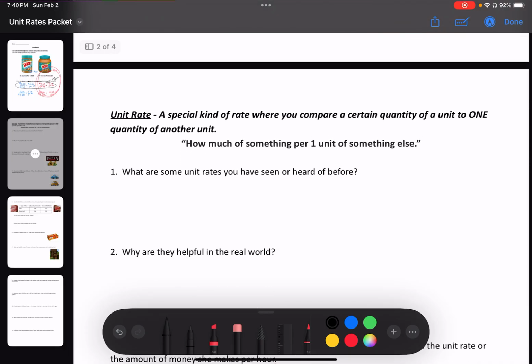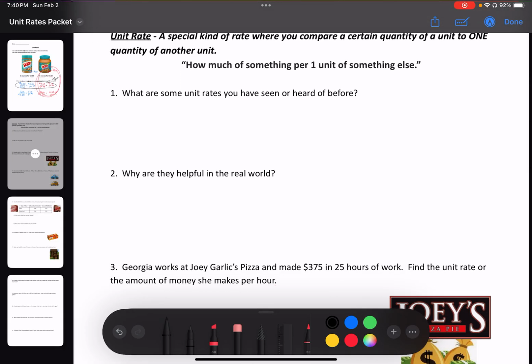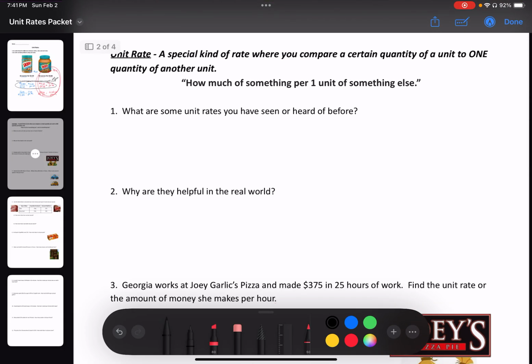If we flip to the next page, first thing we want to do is figure out some unit rates that you have seen or heard of before. Let's remind ourselves what a unit rate is. A unit rate is a special kind of rate where you can compare a certain quantity of a unit to one quantity of another unit. And a lot of times they will use the word per, each, or every. And that will imply that it's out of one.